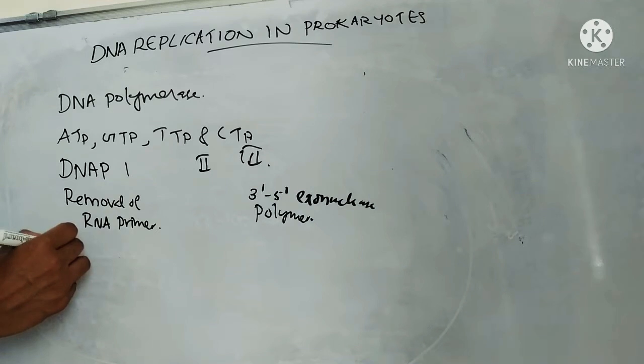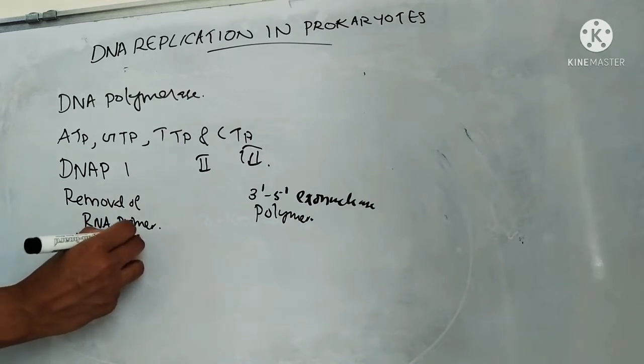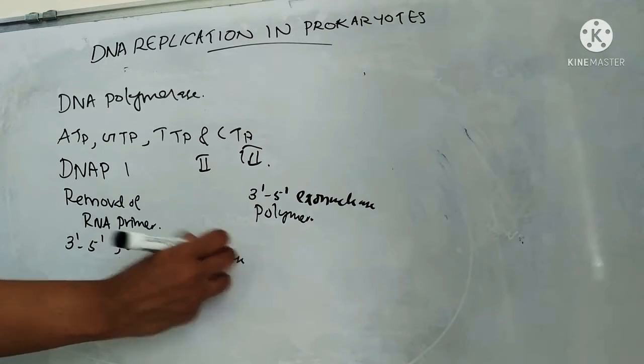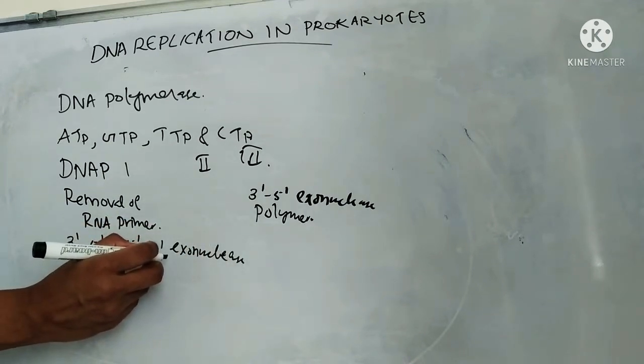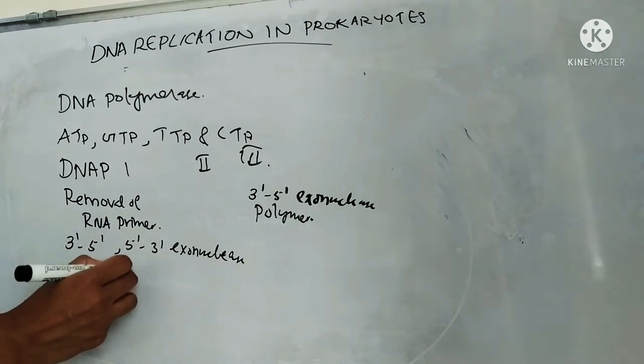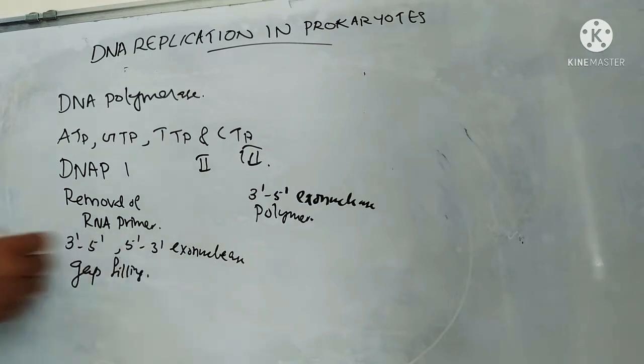It has 3' 5' and 5' 3' exonuclease activity. Its main function is gap filling and synthesis of the lagging strand. This is DNA polymerase 1.